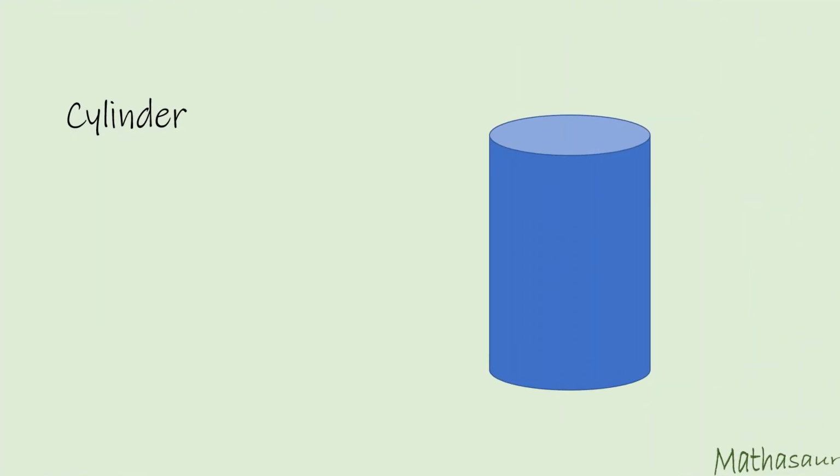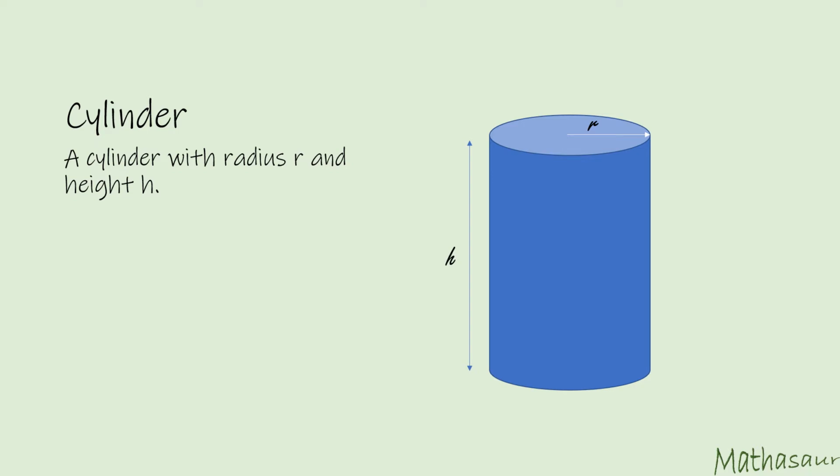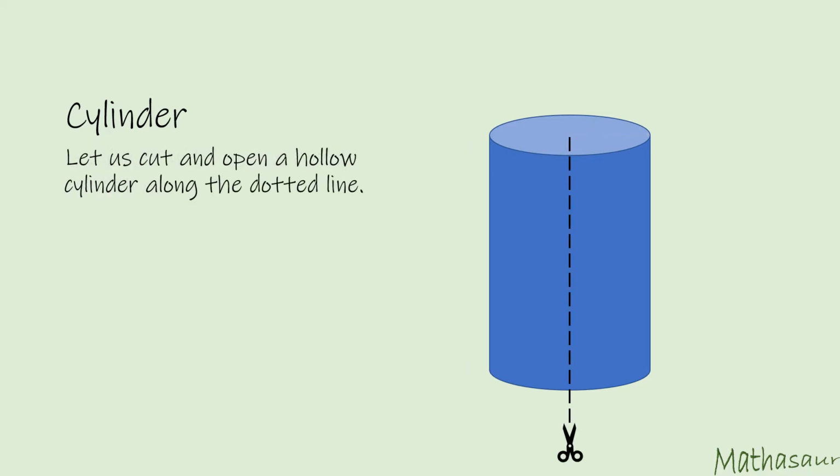You might have come across a cylinder in your daily lives. A plumbing pipe is the simplest form of a cylinder. A cylinder has two dimensions, radius r and height h. Let us cut and open a hollow cylinder along the dotted line.